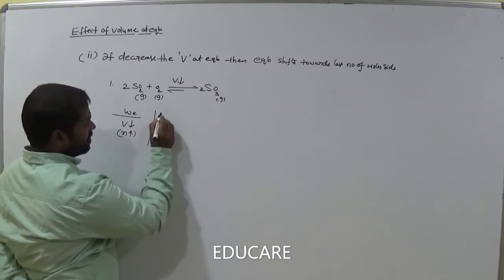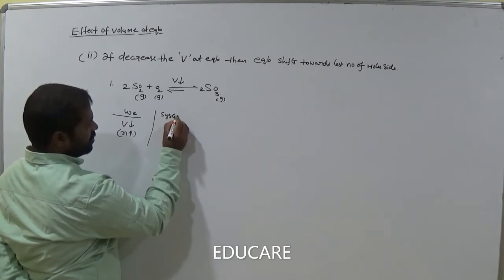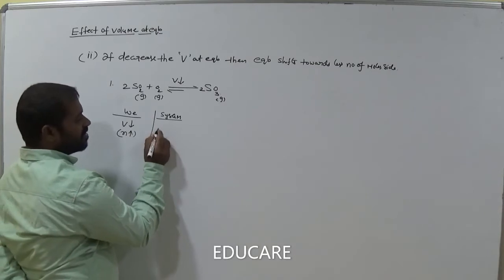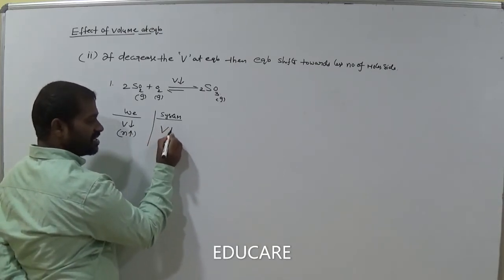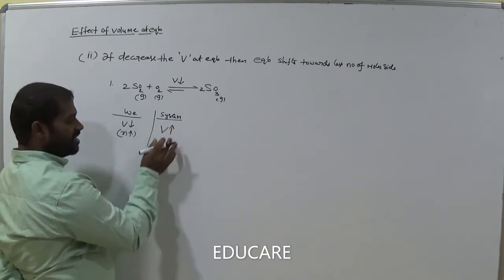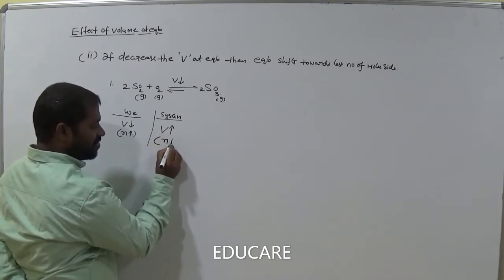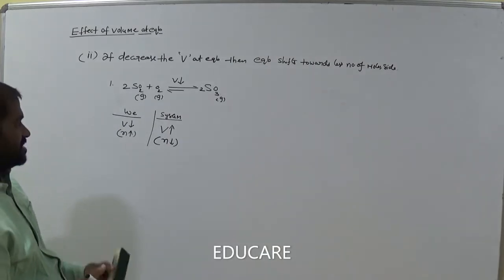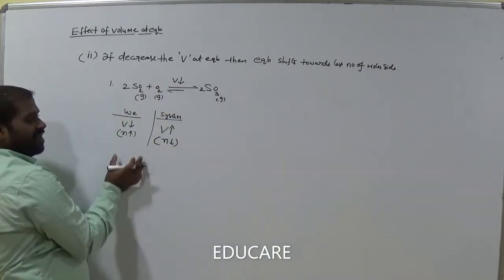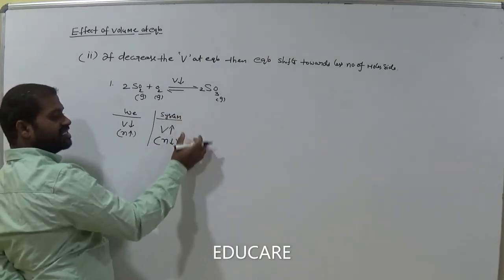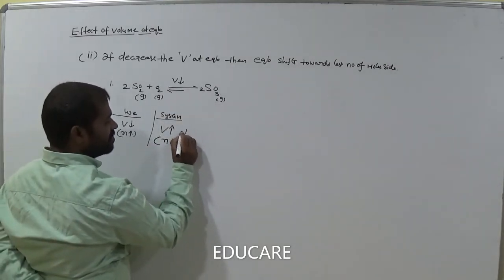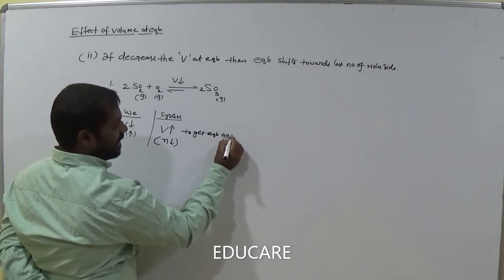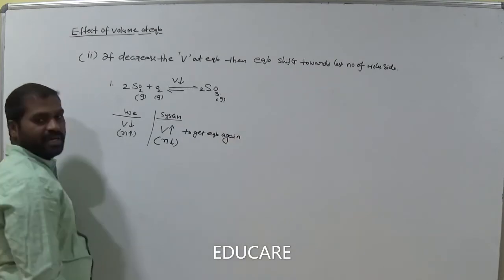So now, what can the system do? We decrease the volume, automatically the system tries to increase the volume. Increasing the volume means number of moles decreases. Am I right? Why does it increase the volume? To get equilibrium again.